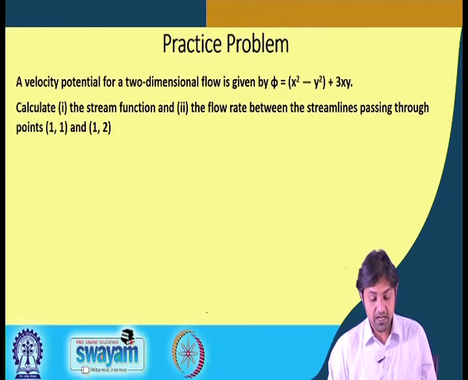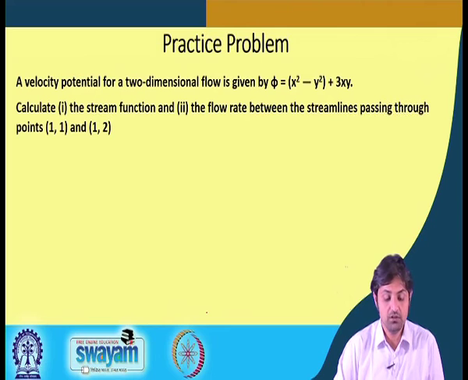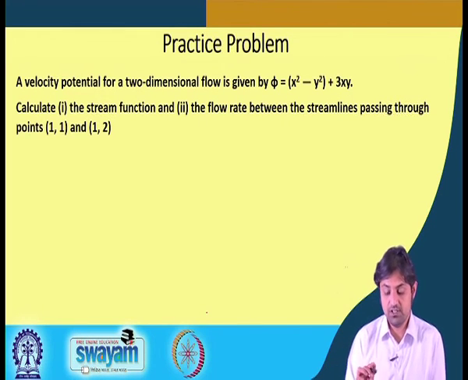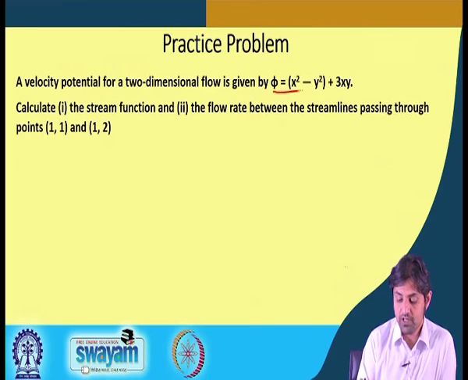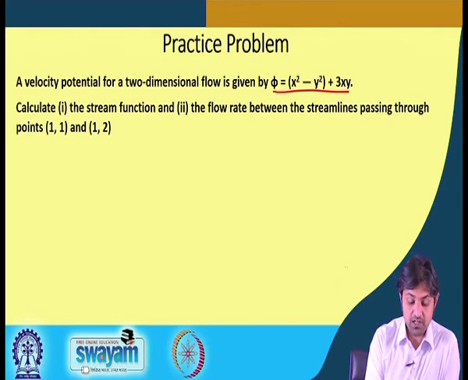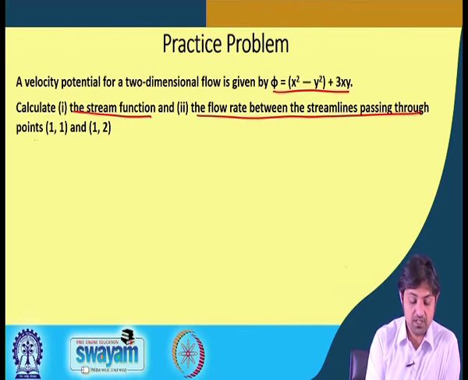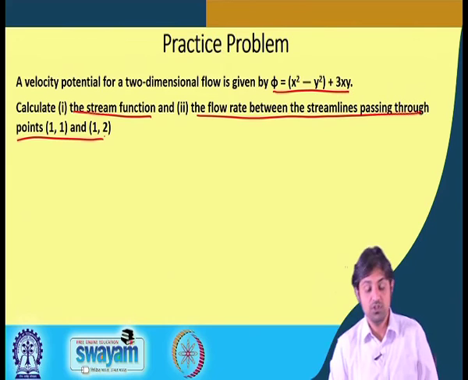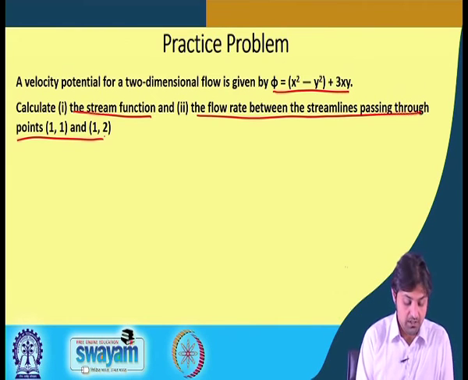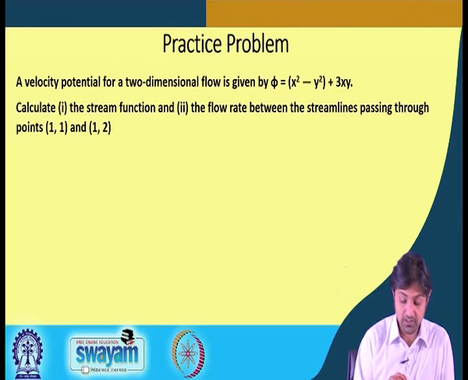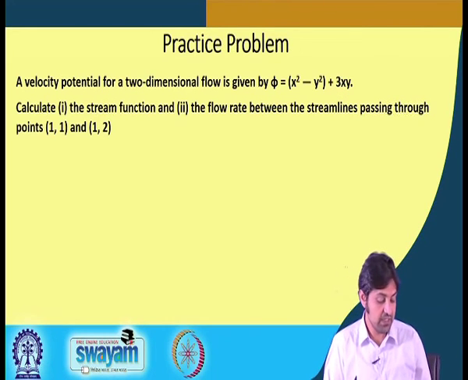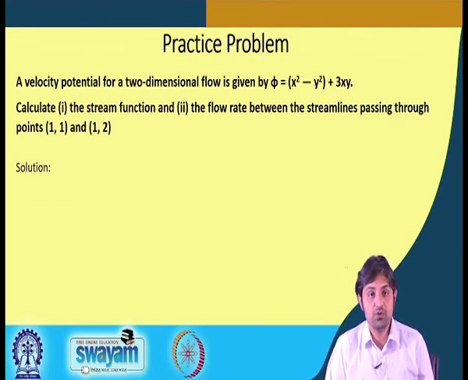Now we will see a practice problem. There is a velocity potential for two-dimensional flow which is given by phi is equal to x square minus y square plus 3xy. First we have to calculate the stream function, and then we have to calculate the flow rate between the streamlines passing through the points 1 1 and 1 2. This question will clarify any doubts, but it is very simple to calculate. So, we can look at the solution.